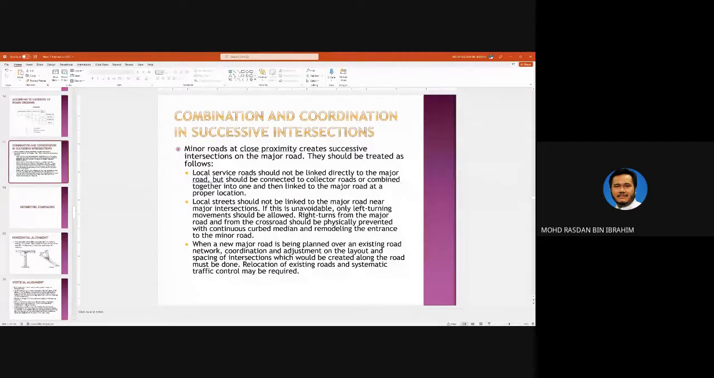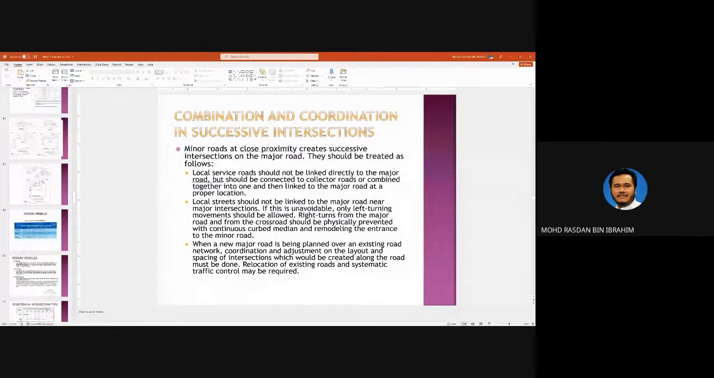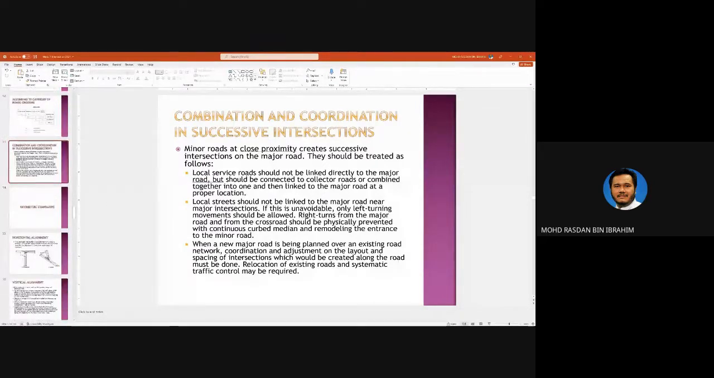Okay, if you need to have intersection or junction near to major intersections, right turns from the major road from the crossroad should be physically prevented. This is what I've shown you just now, left-in left-out, meaning that from the main flow, it cannot turn right. You only allow turn left in and left out.